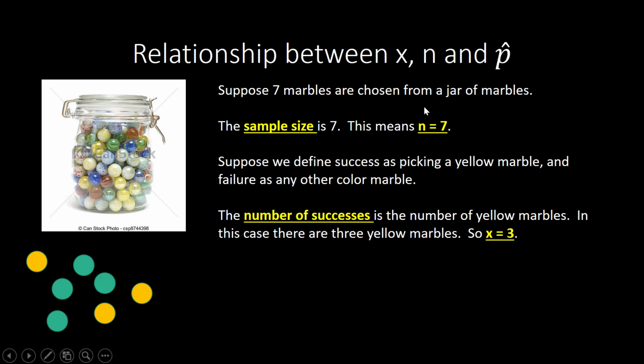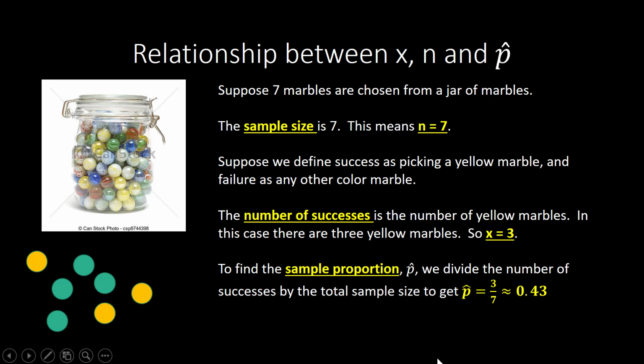Since we have x and n, we can calculate our sample proportion p hat. To do this, we simply divide the number of successes x by the total number of marbles, which is 7 in our sample, so we get 3 out of 7, or about 0.43.